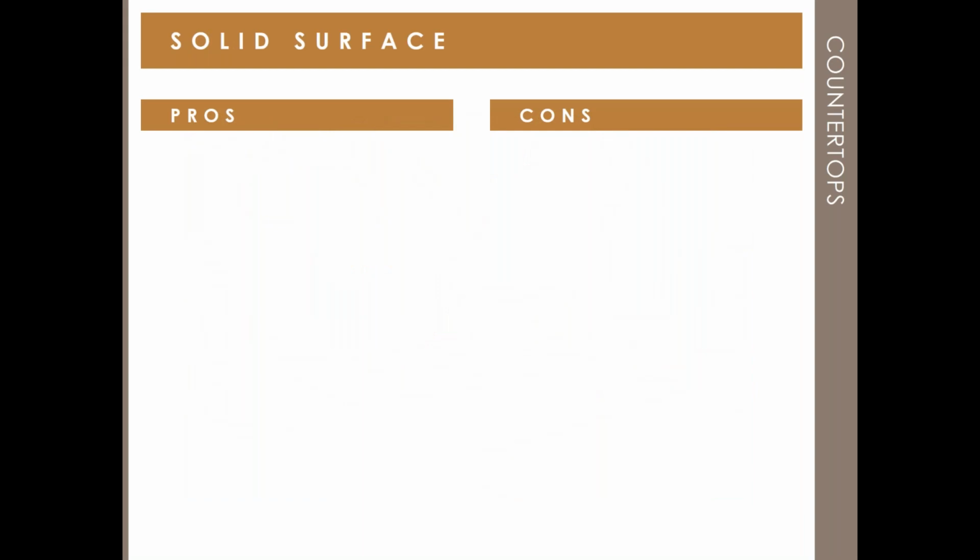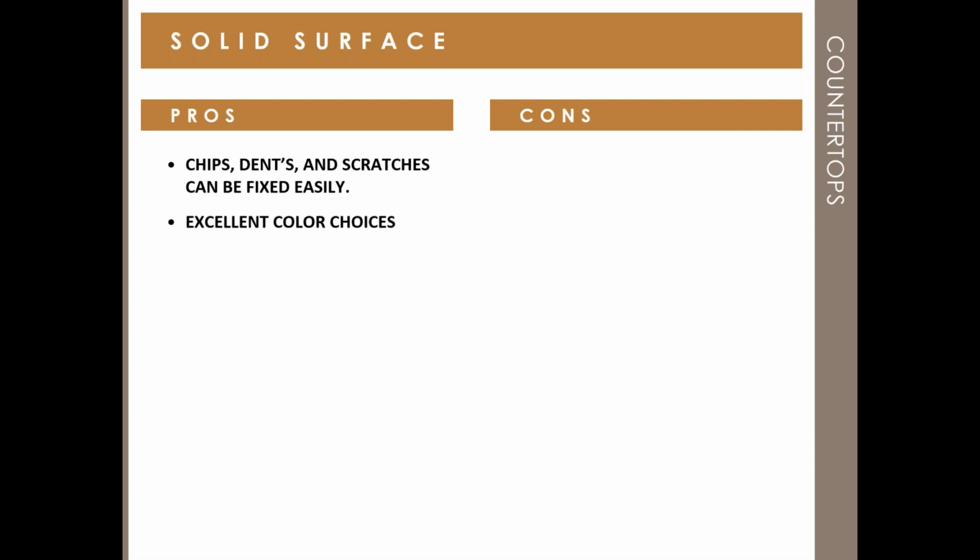Solid surface, if you know the industry at all, the term Corian. Before granite got popular and quartz, solid surface was the countertop. Chips, dents, and scratches can be fixed easily. Excellent color choices. Integral sinks. That's a nice term, because with that and stainless, we can have it all molded in as one where you don't have any of the cleaning issues. Unique edge treatments. You can do a lot of fun things with the edges.